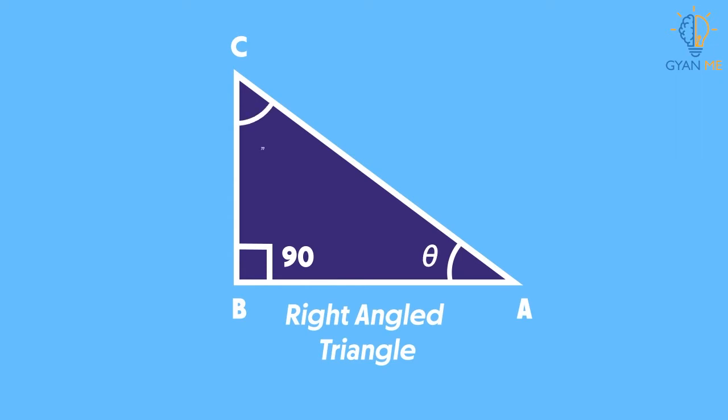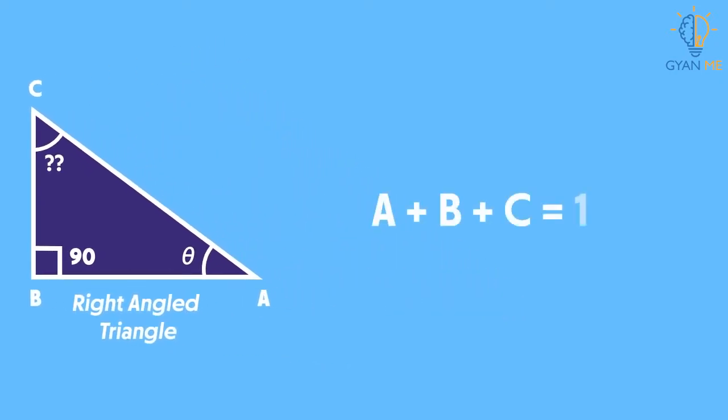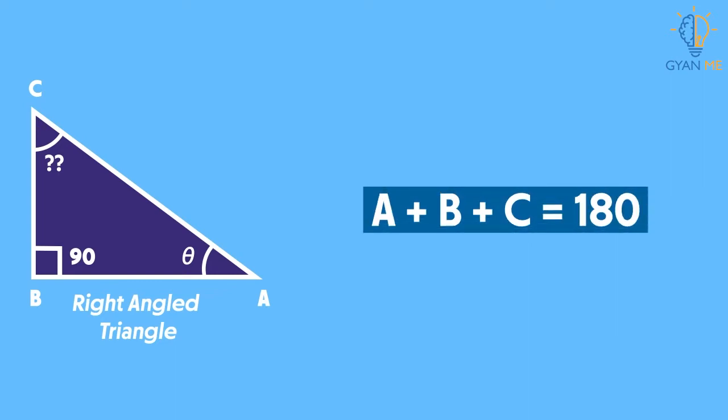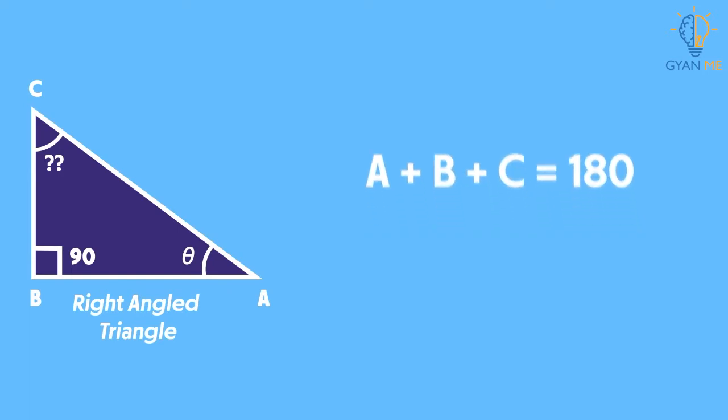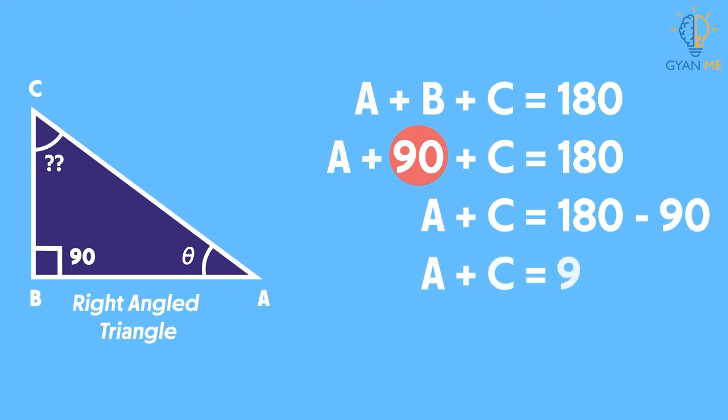What about this angle? We have learned about angles in a triangle, that all three angles sum up to 180. Therefore, angle A plus B plus C equals 180. This is true for this triangle as well. But here, B is 90. Therefore, A plus 90 plus C equals 180. So, the remaining two add up to 90, isn't it? Yes. Now in this, if I replace angle A as theta, we get something like this.